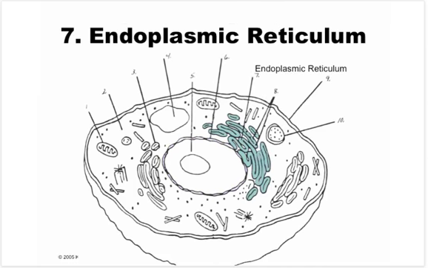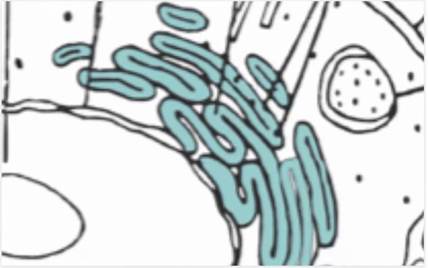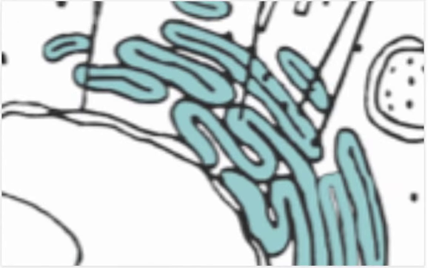Number 7 is the endoplasmic reticulum. Again, you see how it is connected to the nucleus. There's a reason for that. You'll see actually here, there's a space right here. There's an opening in the nuclear membrane where the endoplasmic reticulum attaches. That's important. We'll talk about that later.